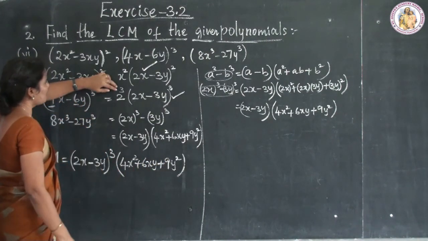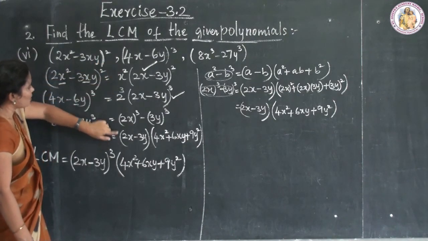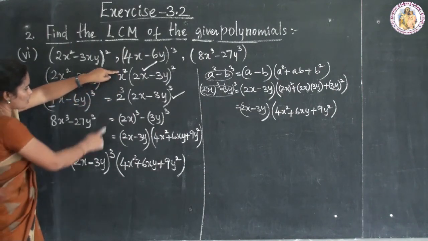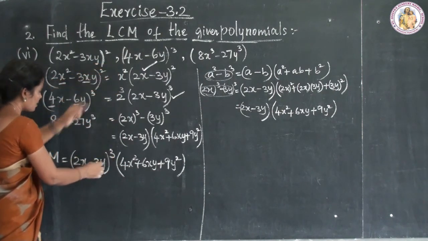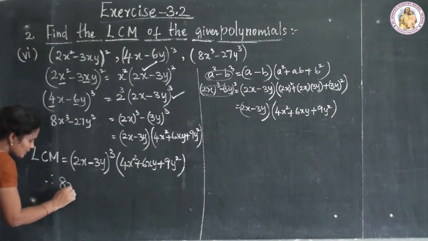And here you can see 2 cube x square. Okay, so 2 into 2 is 4, 4 2s are 8, and the highest order here we have only x. So write, therefore, 8x square.